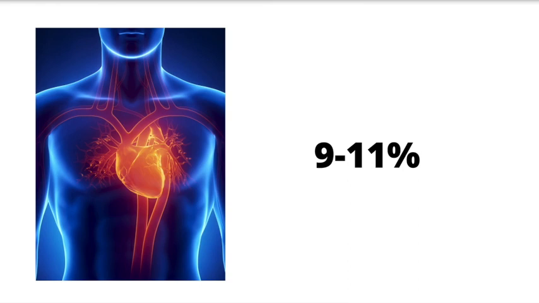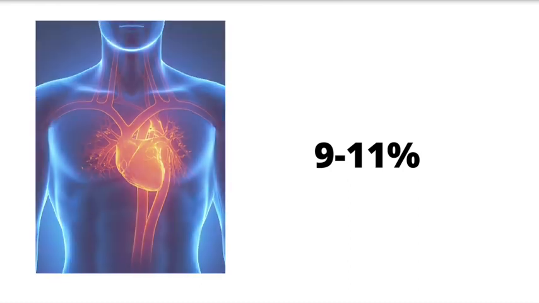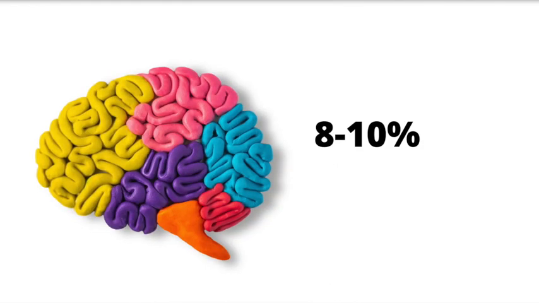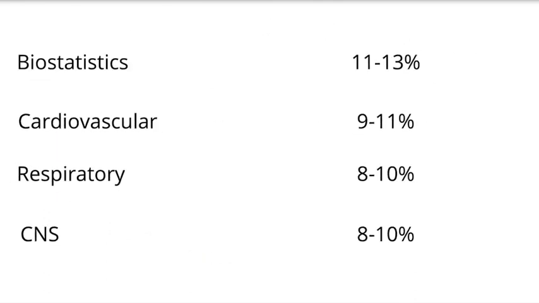The second most commonly tested topic is the cardiovascular system at 9 to 11%. Then we have the respiratory system at 8 to 10%. And then to round out our top 4 of our most commonly tested topics for the Step 3 is neurology. So here is a summary of everything that I just mentioned. These are the most commonly tested topics for the USMLE Step 3.